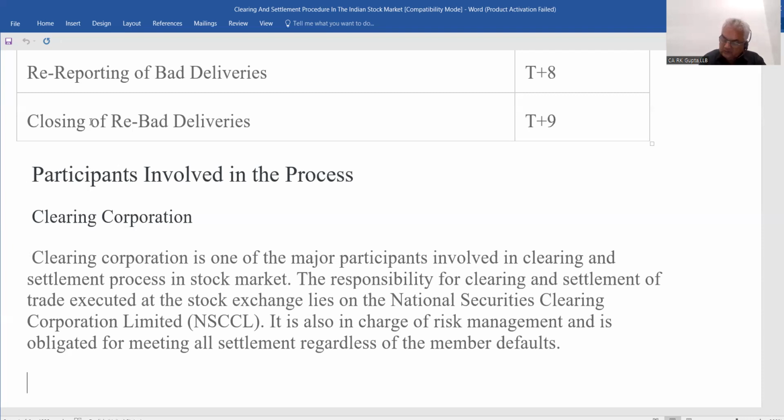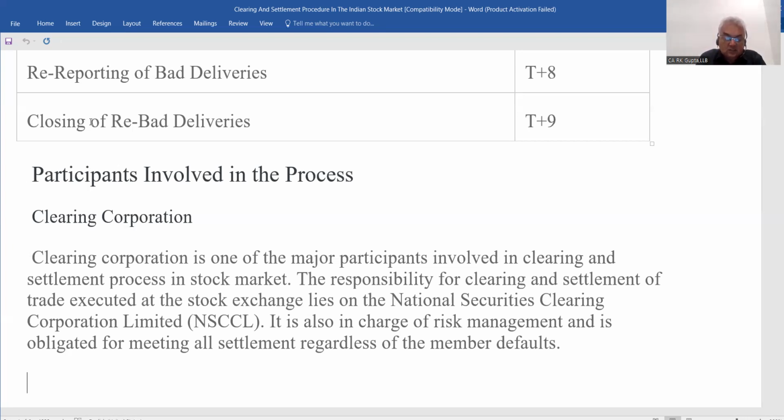So how many clearing corporations are there in India? Clearing corporation कितनी है? 3. हाँ, 3 है. इनका क्या रोल रहता है? What do they do? करते क्या है ये? Clearing corporation, what is their role basically? जो आपने अभी बताया. हाँ, their role is given on page number 52.